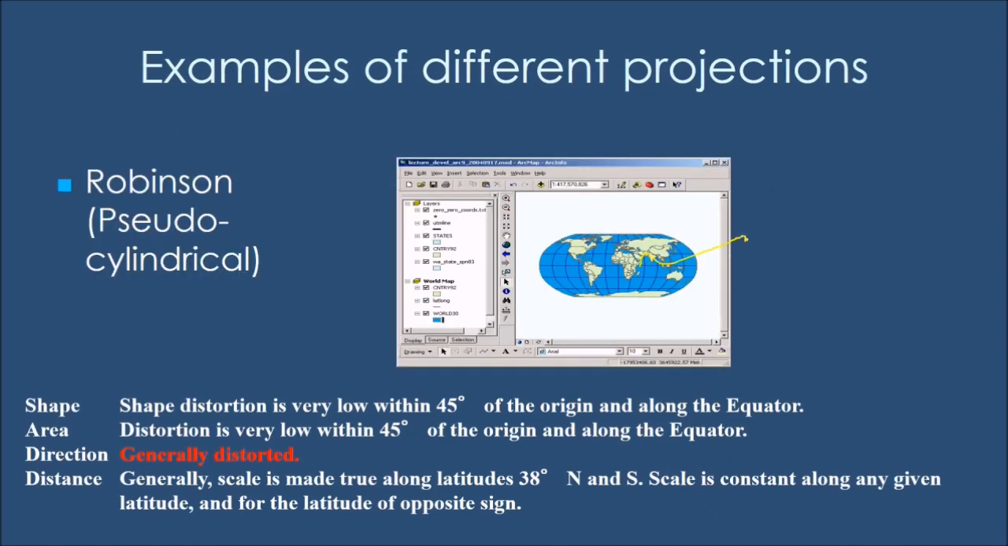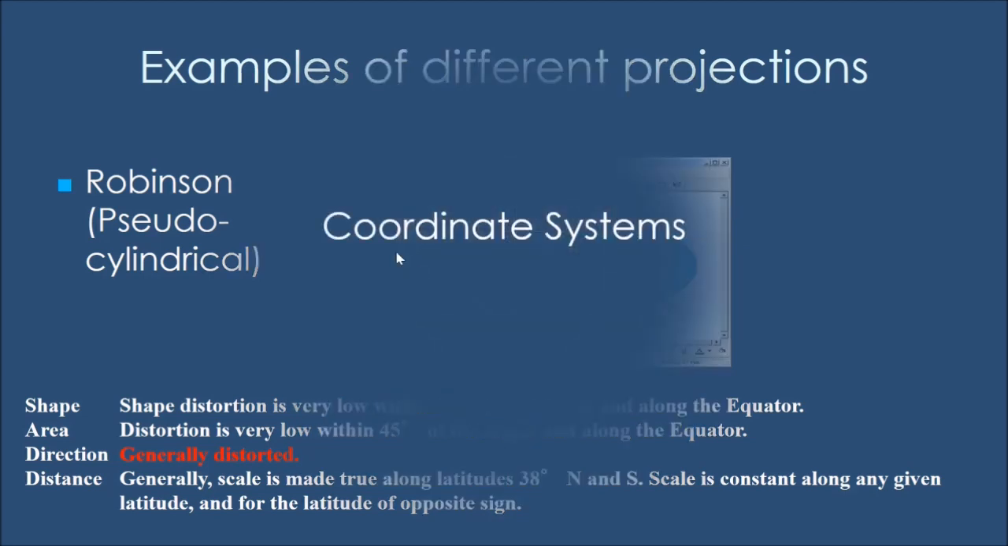In this, as you can see here, shape distortion is very low, within 45 degrees of the origin along the equator. The area distortion is very low within this 45 degrees of the origin along the equator. Direction is generally distorted. What about the distance? The scale is made true along latitude 38 degrees north and south, and scale is constant along any given latitude and for latitudes of opposite sign.